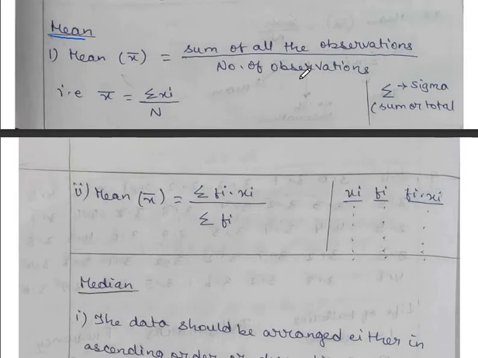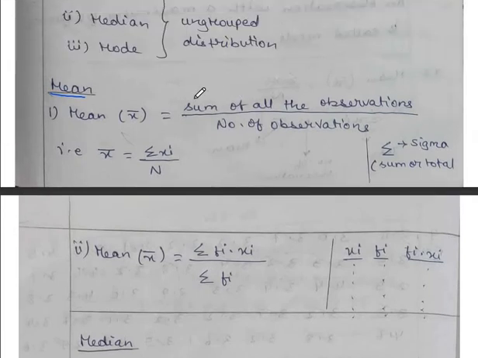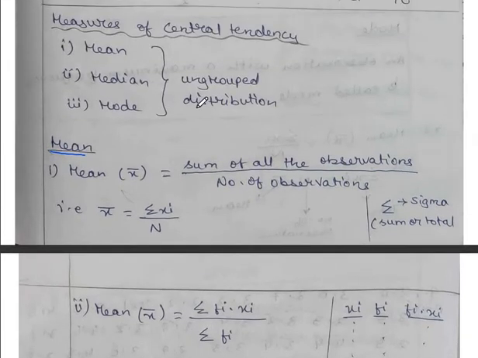Since we are talking about ungrouped distribution, all the observations should be added on the top. Divide by how many numbers are there, you can count and divide. So this is the basic general formula for finding mean for ungrouped distribution. That is, mean x bar is equal to the sum of all the observations divided by the number of observations. But while calculating mean, every time we cannot write this full word.